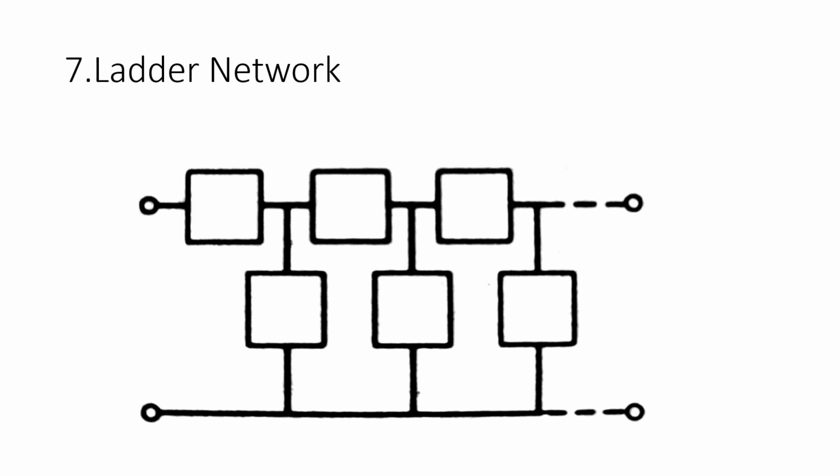Next, ladder network. This network is known as ladder network. Here there are so many L sections, or you may see T also there, pi also there. So connecting one L arm with another, number of times, so on 1 2 3 4 5 6 n times. This type of network is known as ladder network.